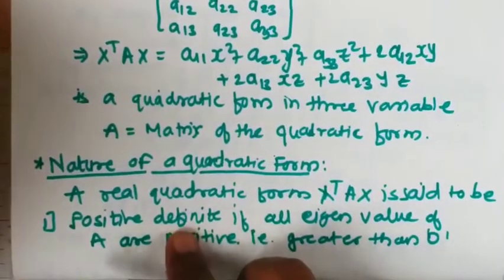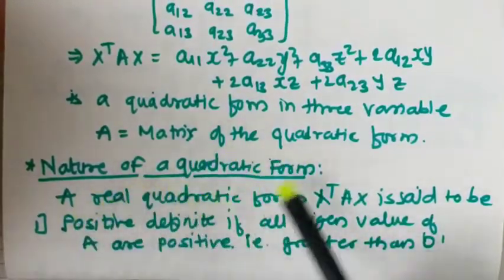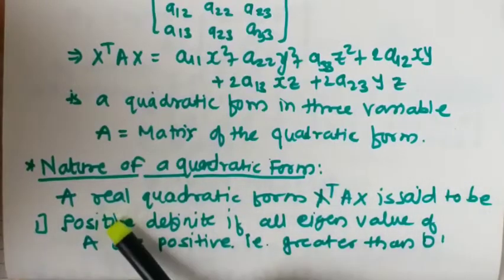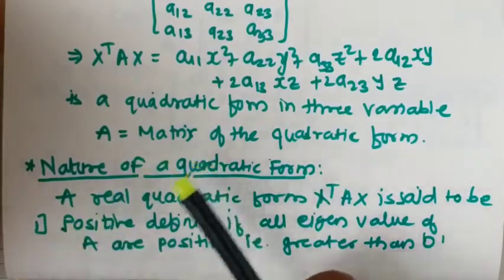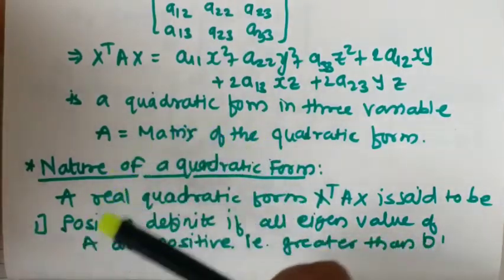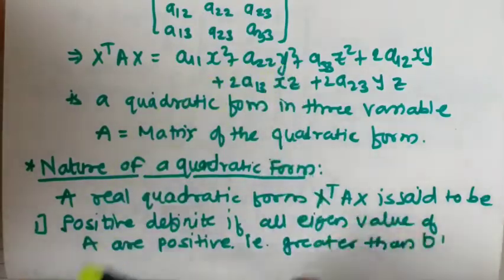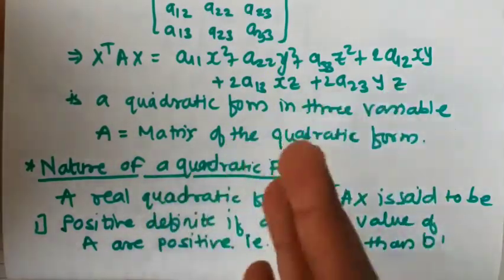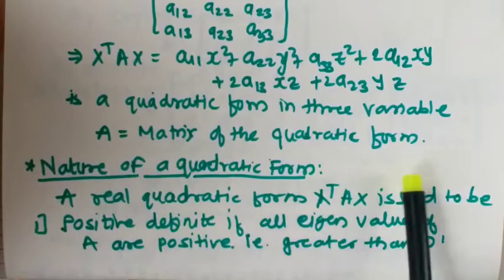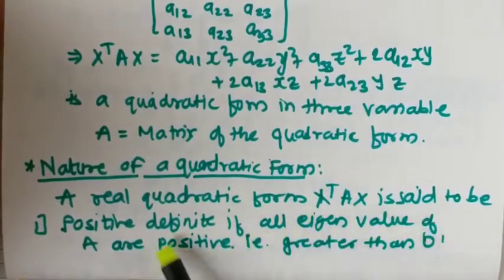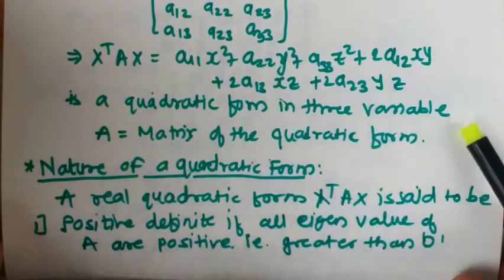Now the next thing is regarding the nature of a quadratic form. A real quadratic form X transpose AX is said to be positive definite. Now nature of quadratic form means what? It can be called positive definite, negative definite, positive semi-definite, negative semi-definite, and one more, indefinite. We can classify this quadratic form in 5 types. It can be called a positive definite if all of its eigenvalues are positive. All the eigenvalues of this matrix A are positive, that is greater than 0. So each eigenvalue has to be greater than 0. Then such a quadratic form can be called positive definite.